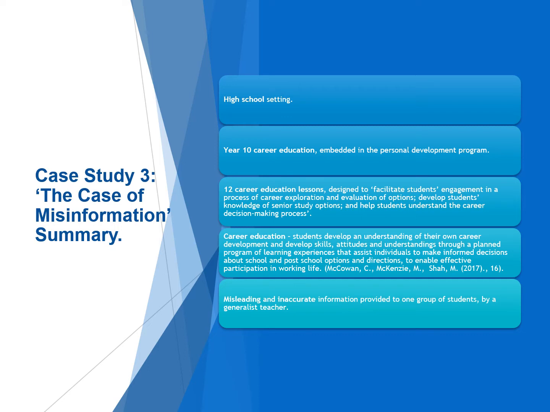According to McCowan, McKenzie and Shah, career education involves students developing an understanding of their own career development, which aids the development of skills, attitudes and understandings through a planned program of learning experiences that assists individuals to make informed decisions about school and post-school options and directions, and to enable effective participation in working life. The program is strengthened by having consultations with each student.